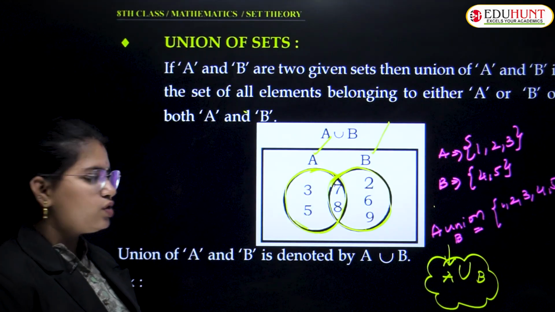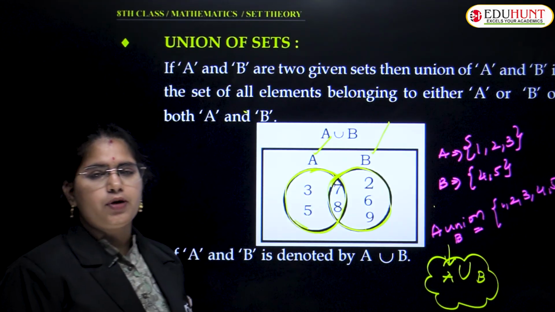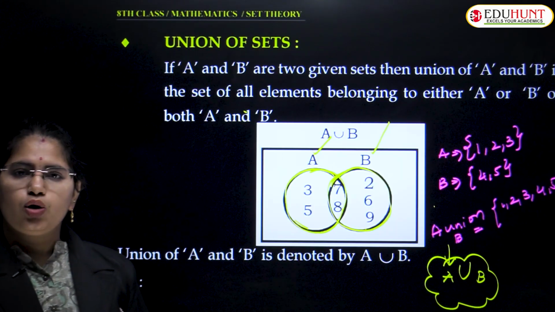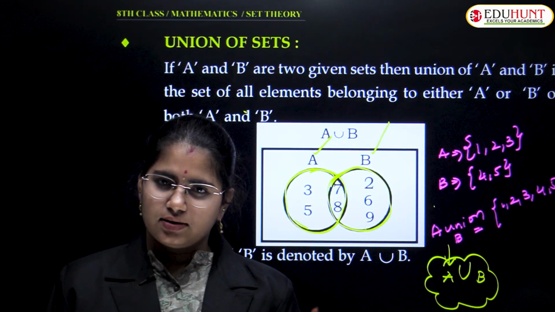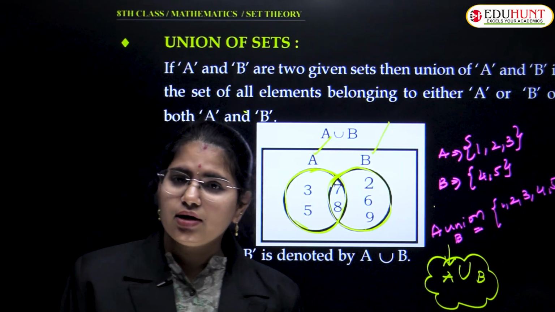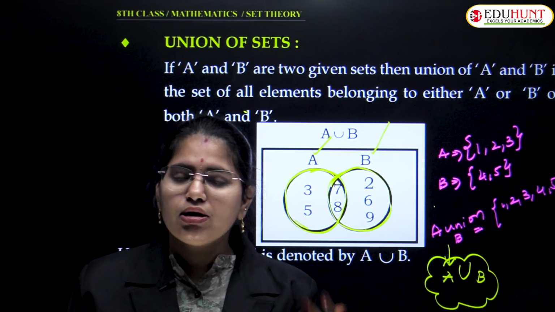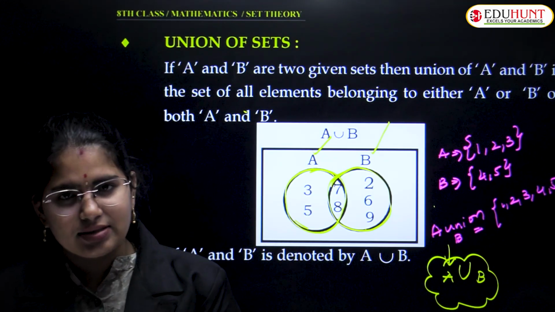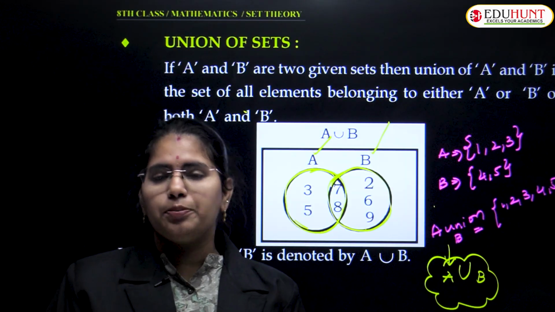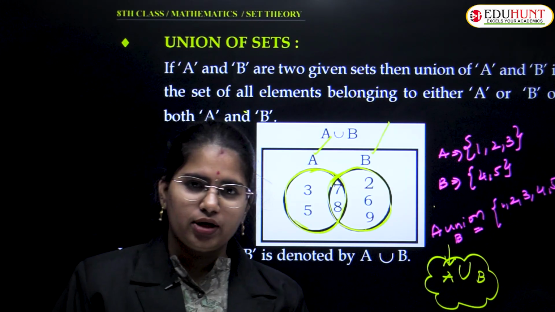Yes, understood. So this is the first operation, which is union of two different sets. The simple meaning is you have to put all the elements of the first and second sets together in one particular set. That was A union B.